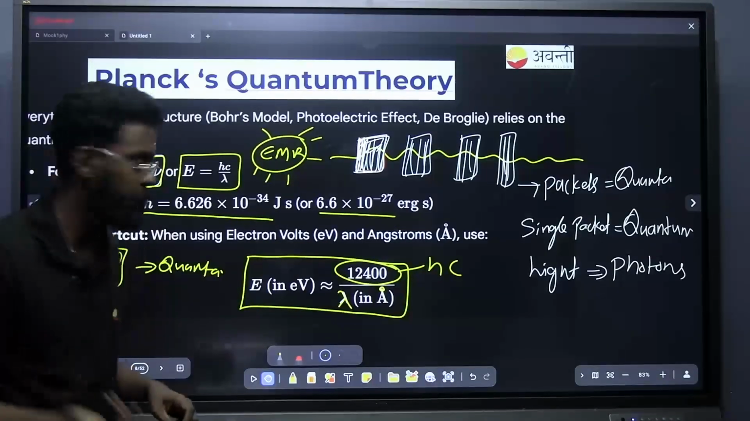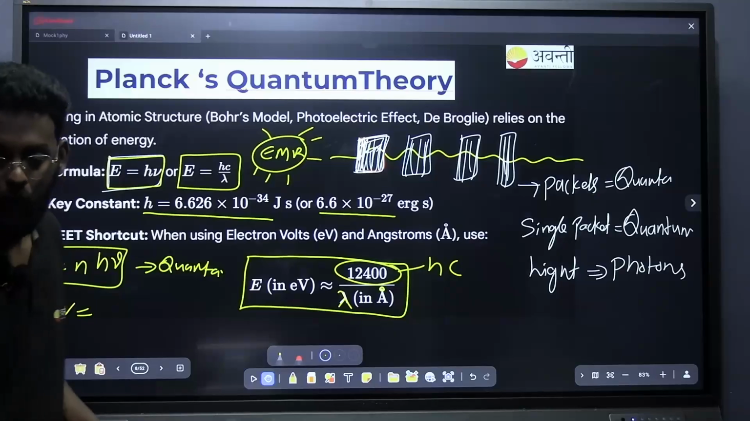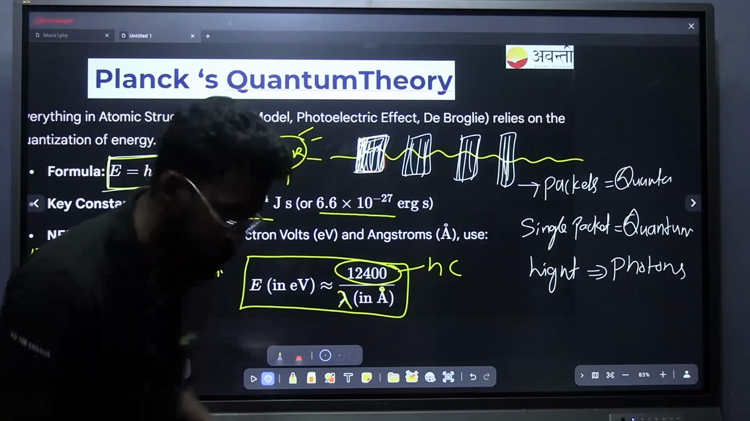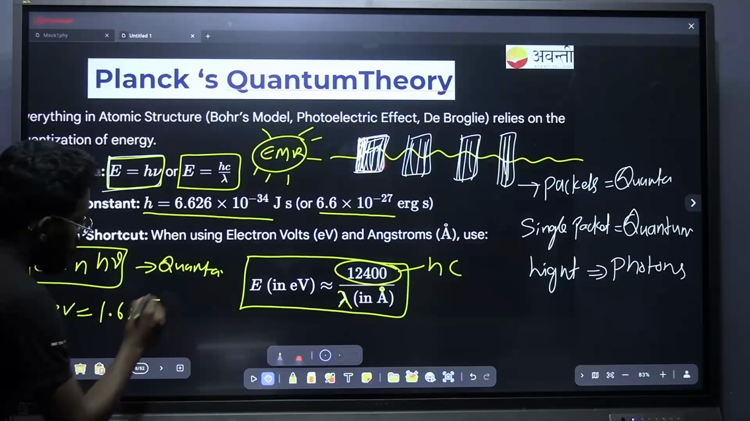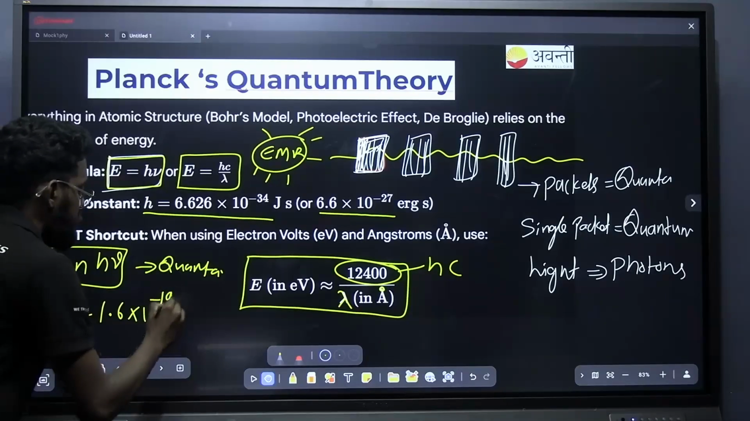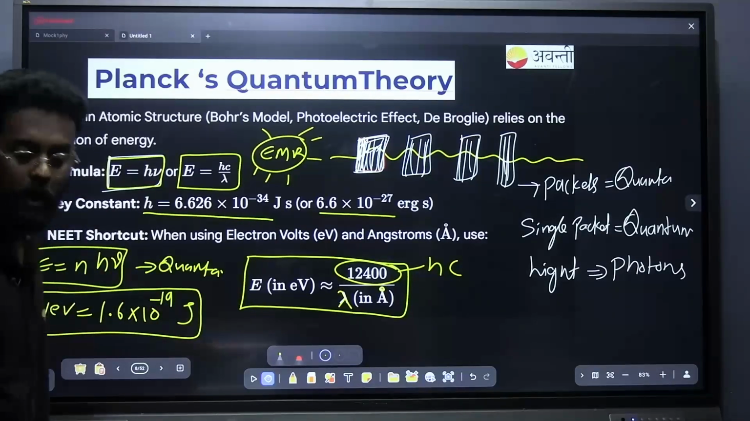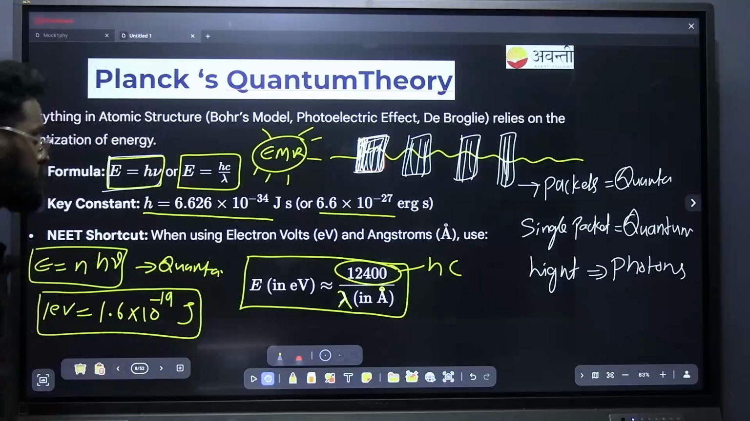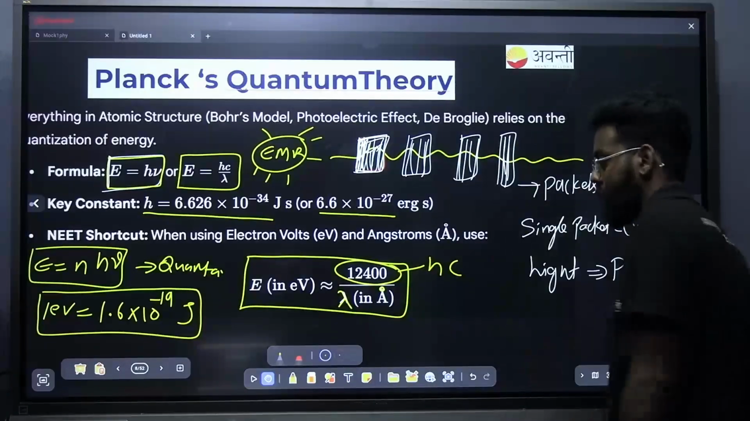How can we convert it to joule? 1 electron volt is equal to, can anyone let me know? Yes, 1.6 into 10 to the power minus 19 joule. Very good. This is one thing you should note down: if you get the value in electron volt, you can convert it to joule by using this. So this is all about Planck's quantum theory. If it is clear, I can move to the next part.